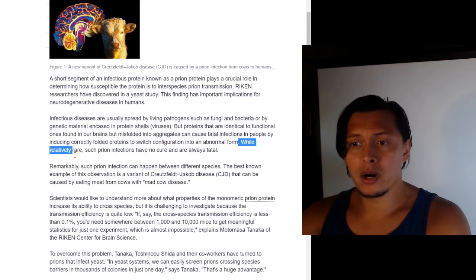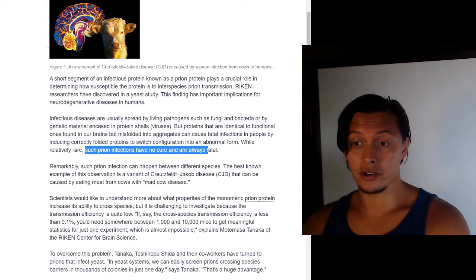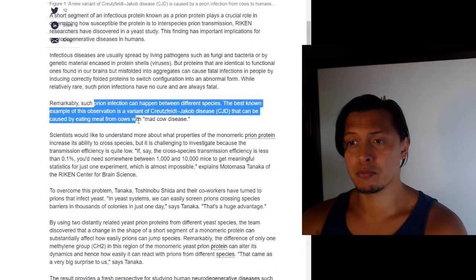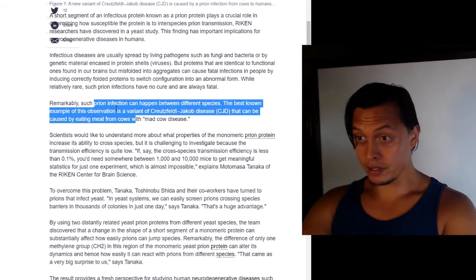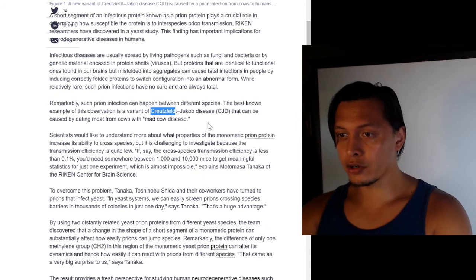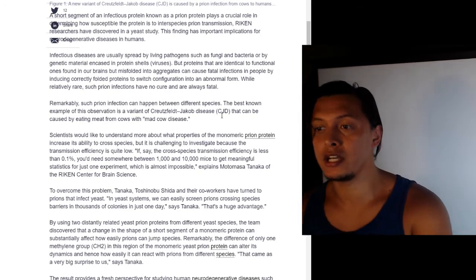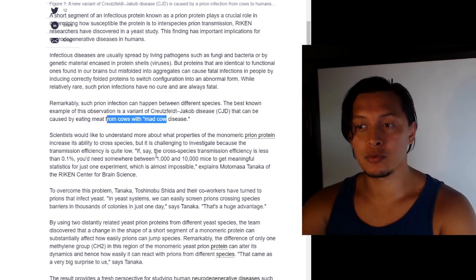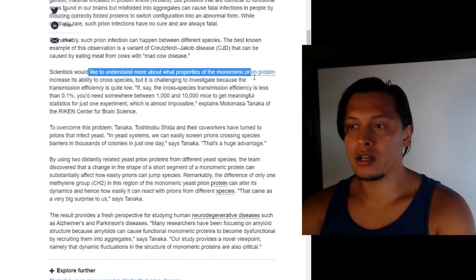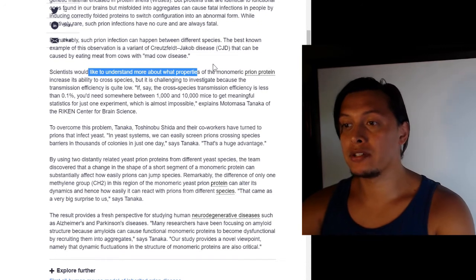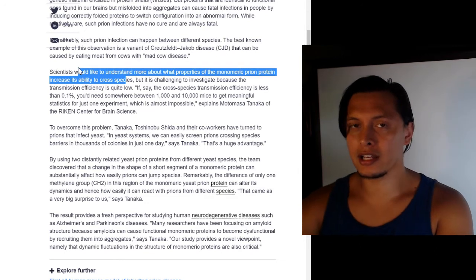So anyways, while relatively rare, such prion infections have no cure and are always fatal. So don't get it, we don't have a cure yet. Remarkably, such prion infections can happen between different species. The best known example of this observation is a variant of Creutzfeldt-Jakob disease, or CJD, I don't know how to pronounce it, and it can be caused by eating meat from cows with mad cow disease. So scientists would like to understand more about what properties of the monomeric prion protein increase its ability to cross species. And granted, I do not like how this article is being written.